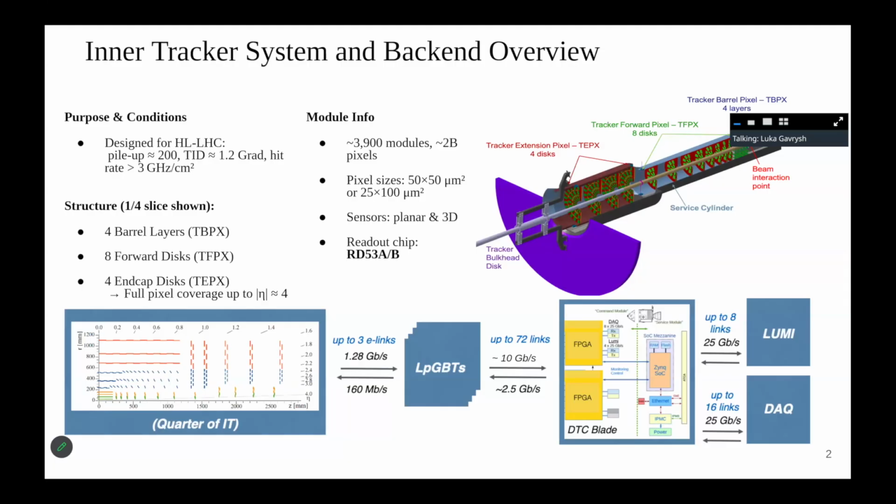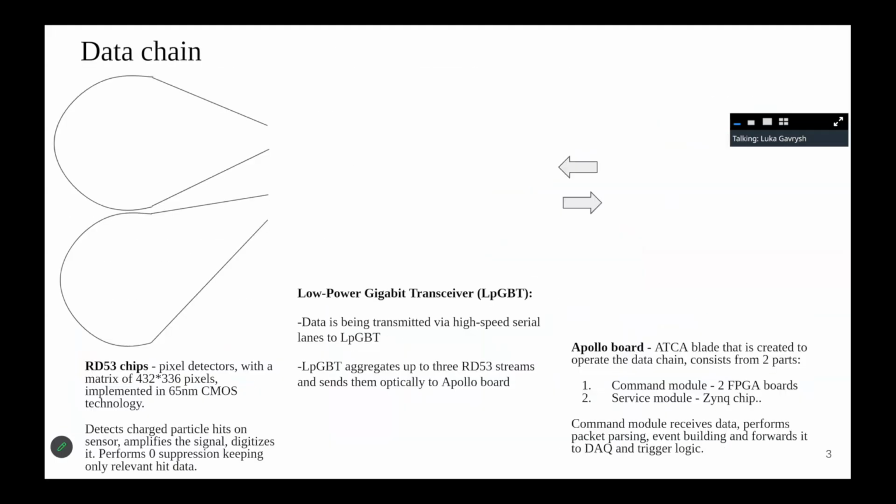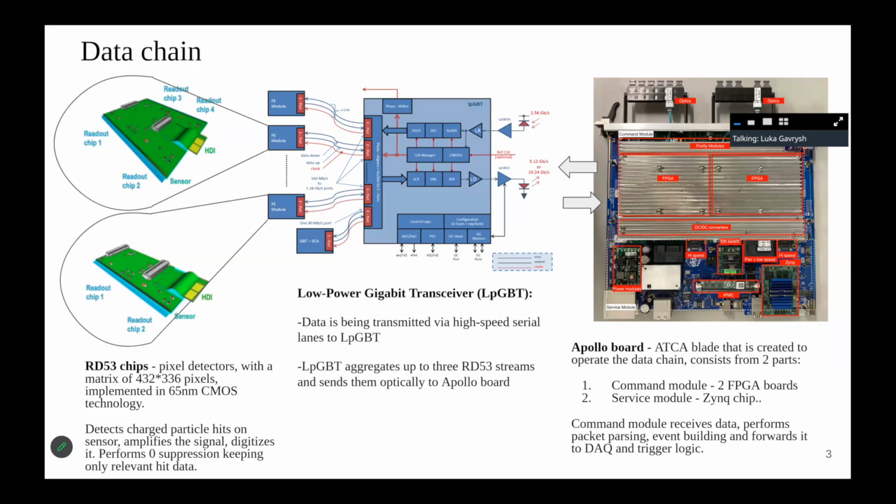So the main detector at CMS Phase 2 will use pixel detectors represented by the RD53AB chips. Basically, we have 2 different silicon sensors. We can have them square, 50 times 50 micrometers squared, or rectangular, 25 times 100 micrometers squared. And sensors are either planar or 3D, with the 3D variant used in the innermost layers due to its superior radiation hardness. So let's dive a bit deeper into the data chain that will be used in the future experiments.